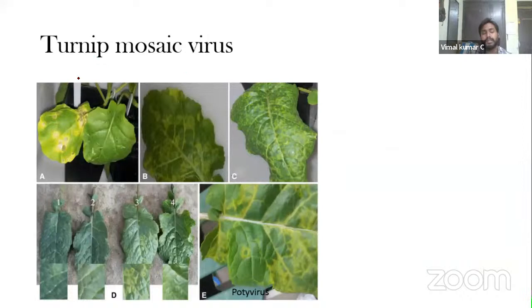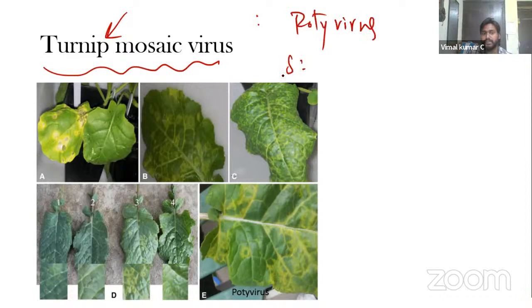Then the next virus is turnip mosaic virus, right? So usually it is mainly confined to the turnip crop, right? But on crucifers also it is causing disease, or on mustard also it is there, right? So the genus is potyvirus and the species is turnip mosaic virus. So as I told, the family is Potyviridae, right? And the order is Patatavirales, right?